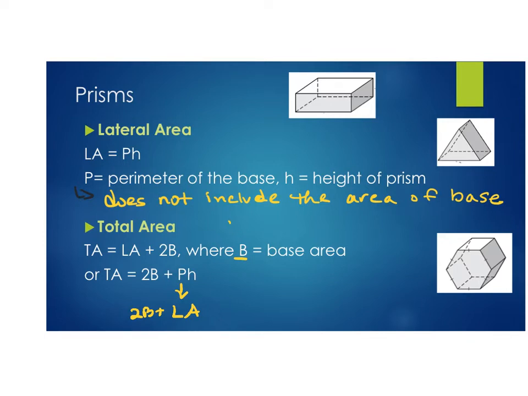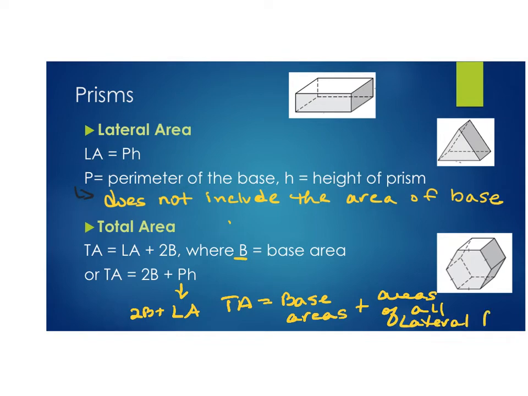So total area would be the area of every single face of our prism. So again, what we're doing here to get total area is we're going to be doing the base areas, and there's always two of them. Whichever figure you have two of, that is your base areas, and then plus the areas of all the lateral faces, and that gives us total area. So let's go back and take a look at our figures here.